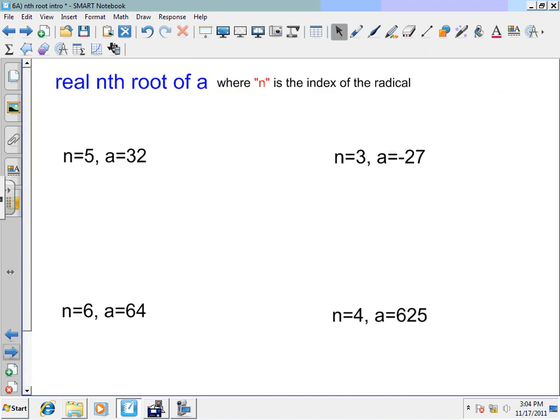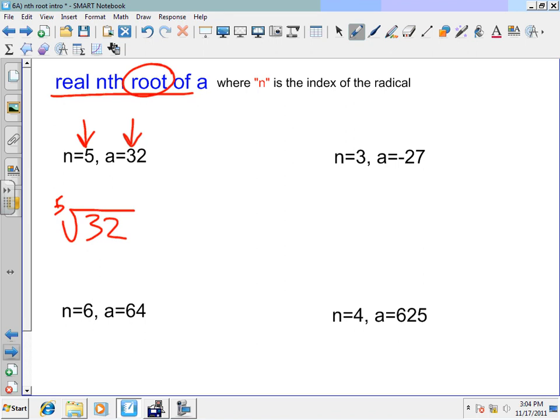All right, the real nth root of a. So when we see these directions, we're saying find the root, find the solutions. So n is your index. 32 is the base, or the number inside the radical. So the 5 is in the right spot here. What is the 5th root of 32? Well, again, this is odd, so we only have one sign. It's going to match. So positive, and 2 is going to be the answer. 2 times itself 5 times equals 32.